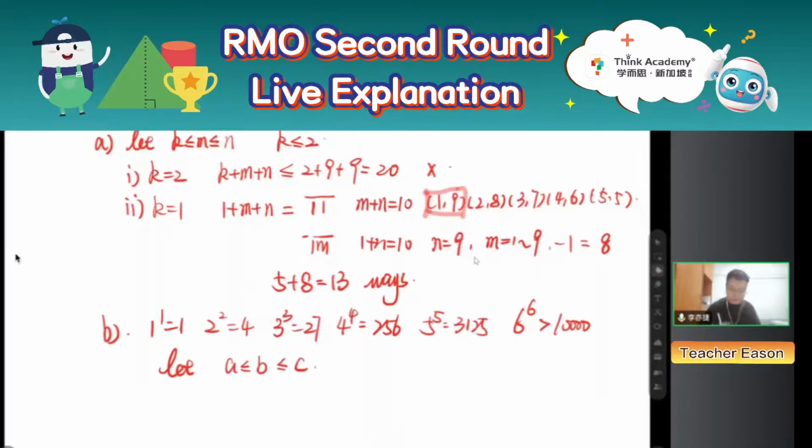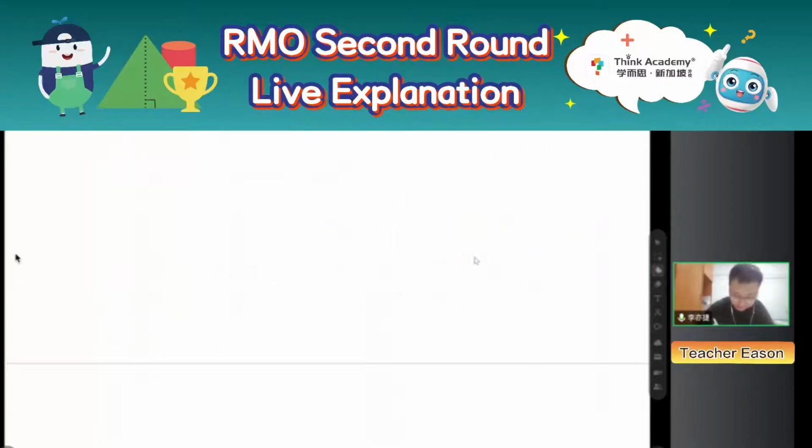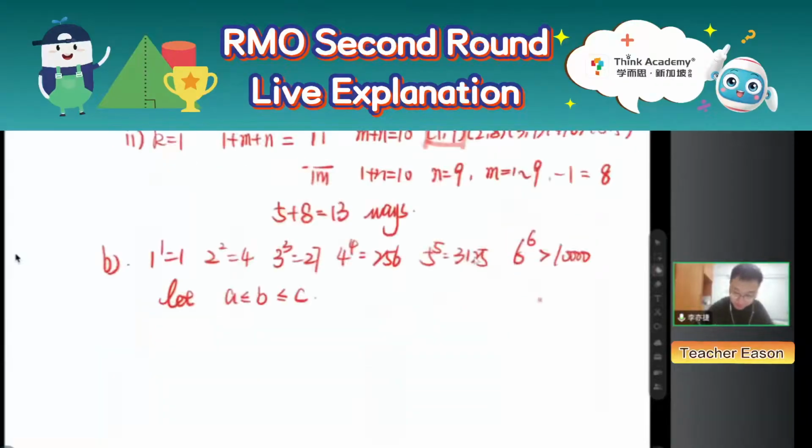So now, obviously, the largest C must be smaller than or equal to 5, because if C equals 6, the sum is already a 5-digit number. Impossible, right? C is at most 5. But then can C be smaller? Can C be 4? No. Why not? Because see here, 4 to the power of 4 is 256.